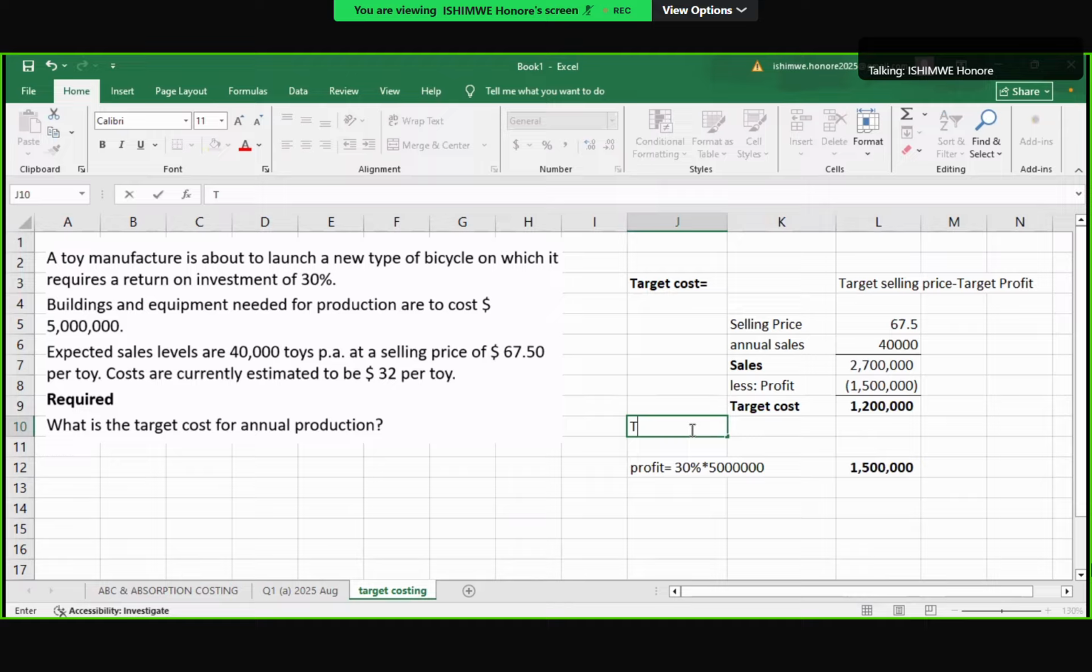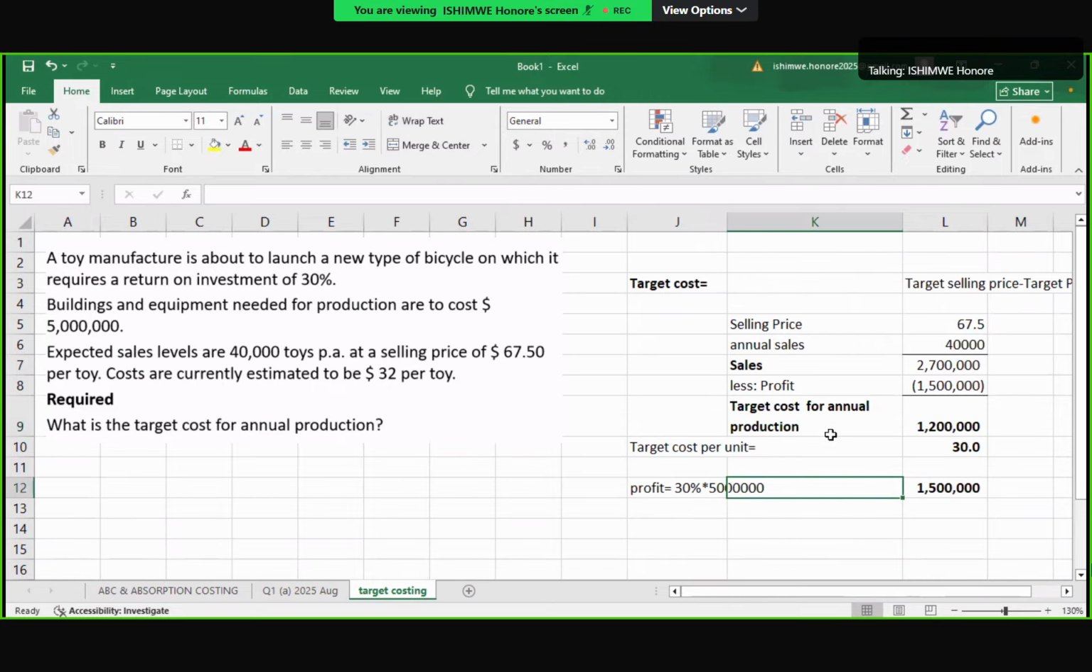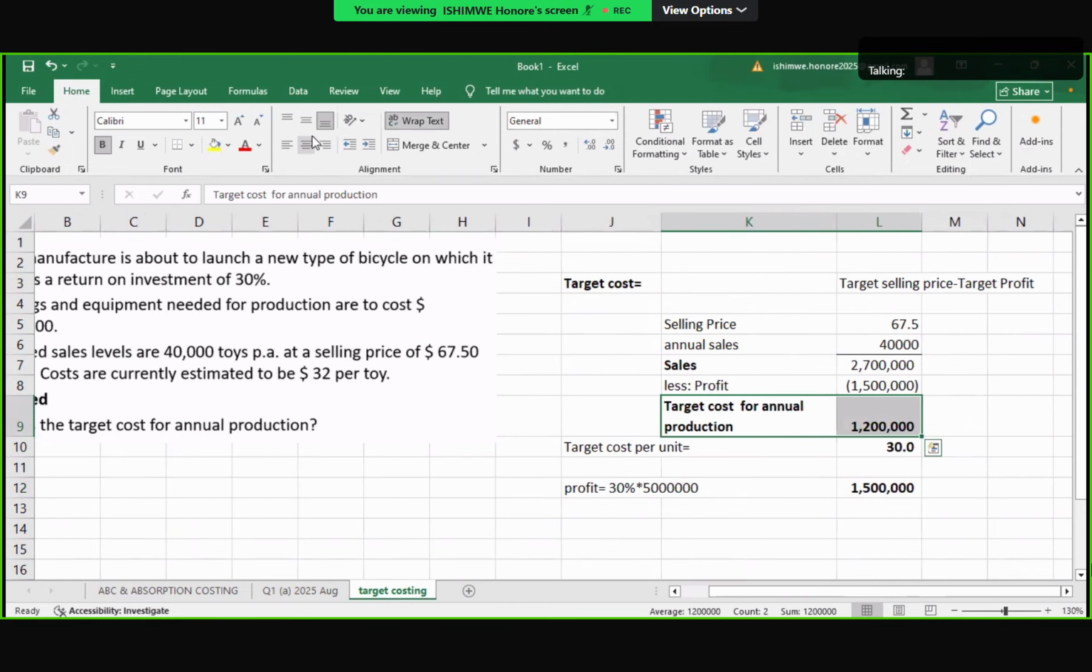If they ask us for the target cost per unit, we take this figure and divide by 40,000. That is 30. There you go. It is 30 per toy, equal to the target cost for annual production across the 40,000 toys. I hope this is easy to understand.